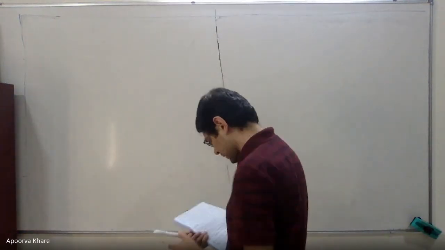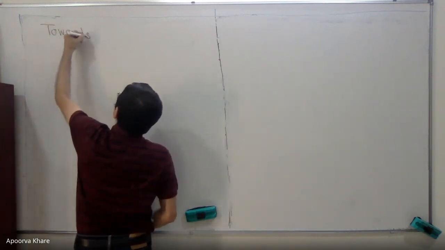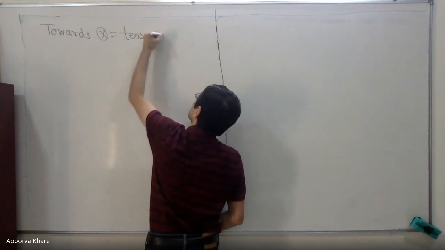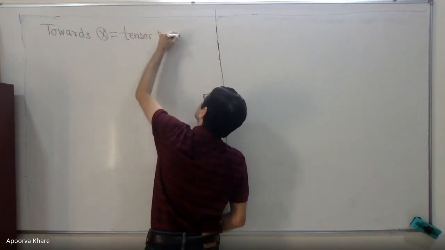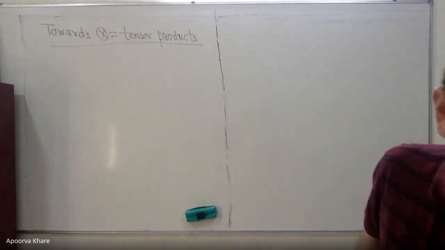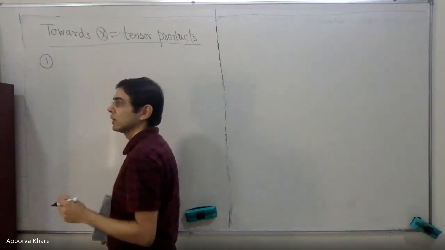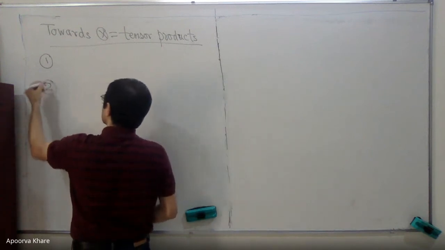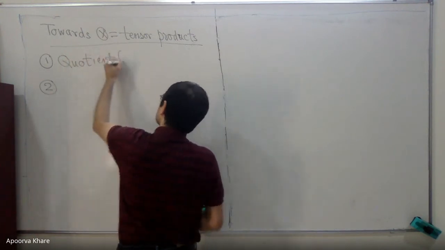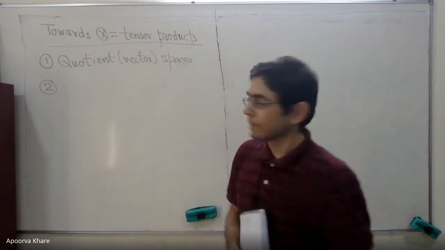Okay, so last time what we did was we are going towards tensor products. So last time we saw some of the preparatory material. The first was quotient spaces, or quotient vector spaces. The second was bilinear maps. The third was the free vector space.